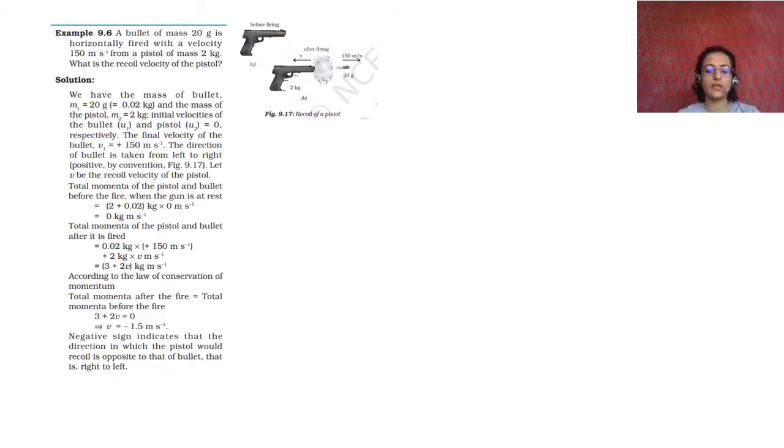This is an example again that is solved in your book. A bullet of mass 20 gram is horizontally fired with a velocity of 150 meter per second from a pistol of mass 2 kg. What is the recoil velocity of the pistol? Now what have we been given? Mass of the bullet 20 gram, that is 0.02 kg, right? I'll just write mass of bullet 0.02 kg.